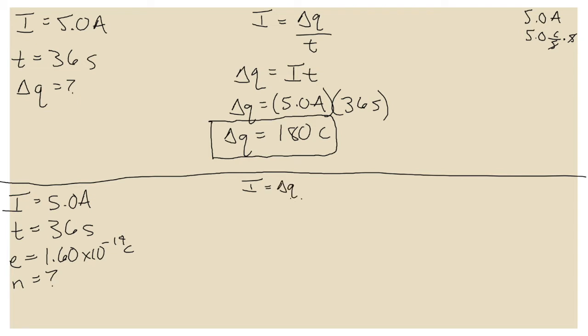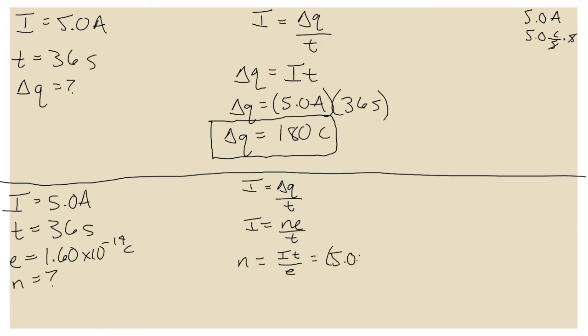So the equation in the reference table says I equals delta Q over T, but the version of it that we need to use to solve this problem is I, the current, equals N times E over T, where N is the number of electrons, E is the elementary charge, and T is the time. And so if we solve that for N, we have to multiply both sides by T, so we get IT, and then we divide by E. So we get I times T over E. And now we can plug in those numbers here.